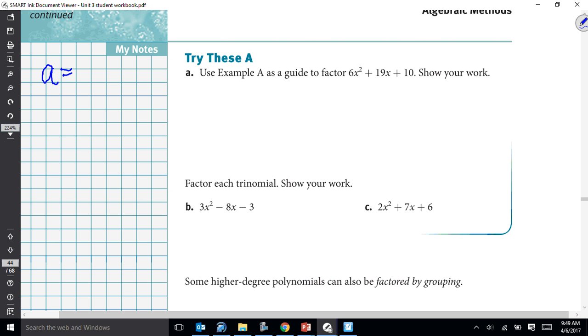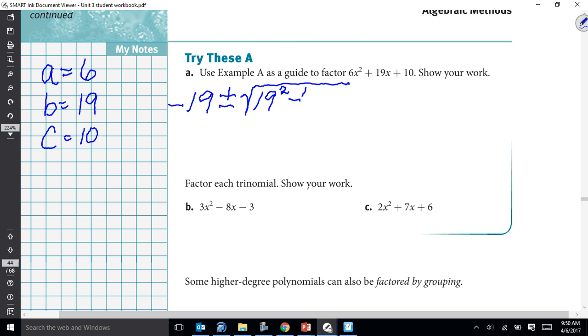So in this one, our A is, well, first off, can we take out a greatest common factor at all? Nope. So what's our A term? Our b term, 19, and then our c is 10. Alright, so using the quadratic formula, negative b plus or minus the square root of b squared minus 4ac, the whole thing divided by 2a. So negative 19 plus or minus 19 squared minus 4.